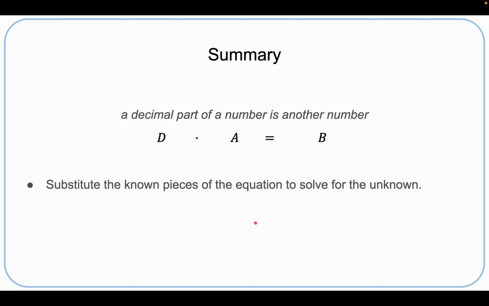All right, good. So just to review, there's our general equation. A decimal part of a number is another number. If you can just keep that formula in your mind, you just need to substitute the known pieces of that equation in there to solve for the one unknown. So the main thing is just to know what part of your phrase, your question, is the piece that belongs to each of these letters. And remember, the word of means multiply, is means equals.